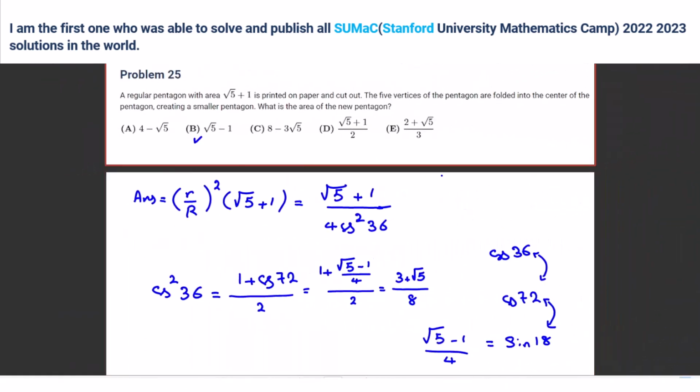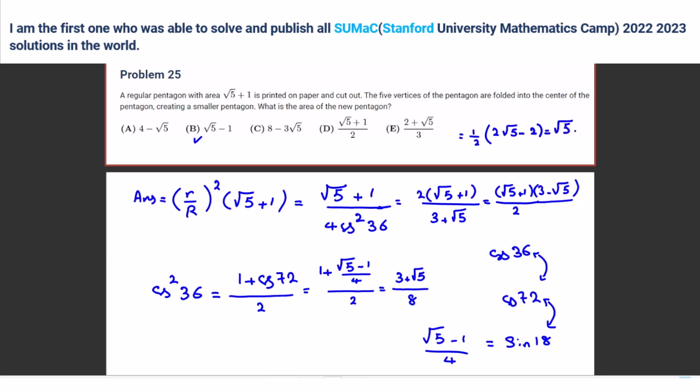Yeah. Okay, let's check. 4 over 8 is 1/2, then you can say 2 times root 5 plus 1 over 3 plus root 5. So we should rationalize it. It is 9 minus 5, 4. So we have 2 and root 5 plus 1 times 3 minus root 5. If we calculate it, it is 1/2. 3 root 5 minus root 5 is 2 root 5, and 3 minus 5 is minus 2, so it's root 5 minus 1, right? Yes, good job.